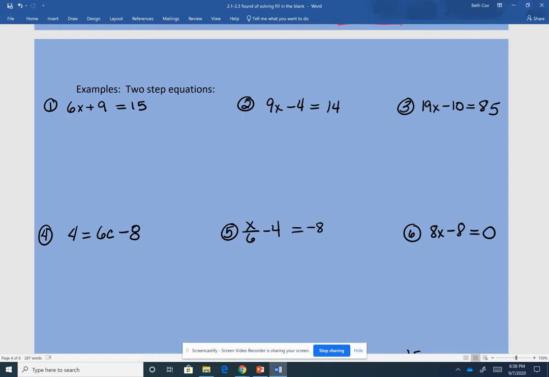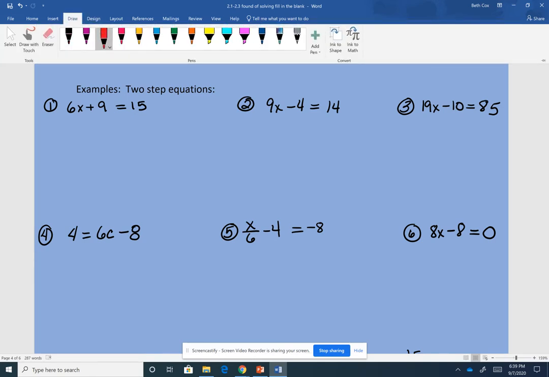These are what we call two-step equations because we're going to have to do 2 steps to get these variables isolated. Remember, we have to get the variable isolated. And so what we do is we look at what happened to the variable and then we reverse it.